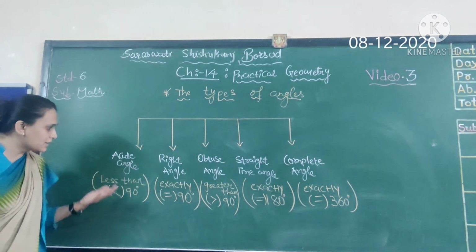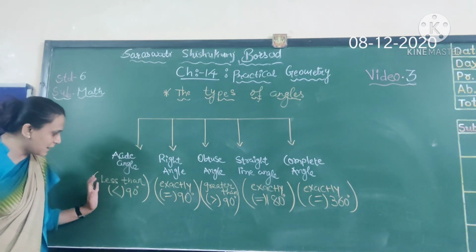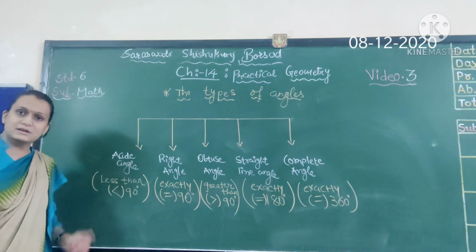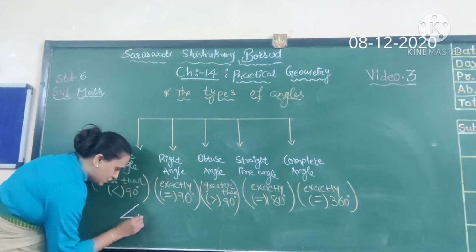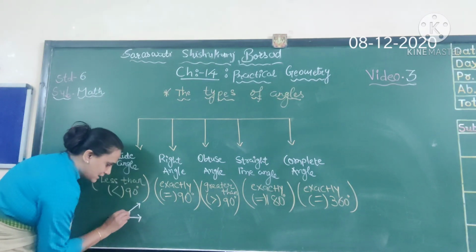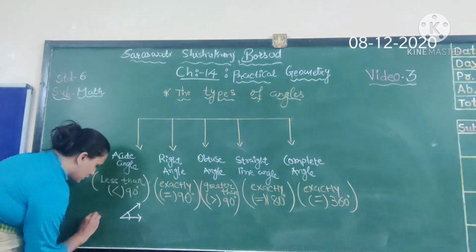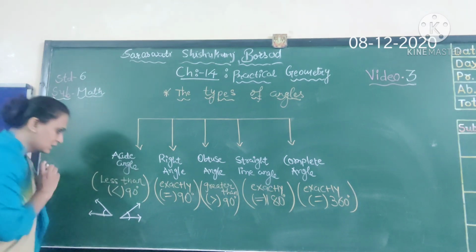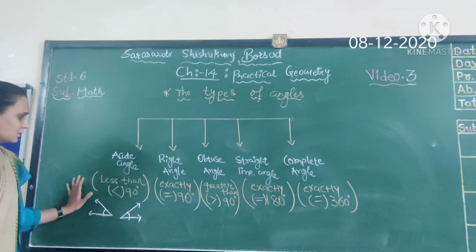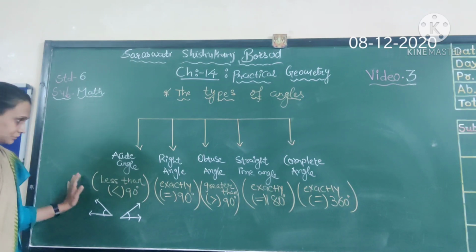Okay? Wherever you are drawing any angle but the measurement is less than 90 degree, then it is known as acute angle. For example, like this. Here you can see this is less than 90 degree, okay? Or we can say that this is also less than 90 degree. So these types of angles are known as acute angle.